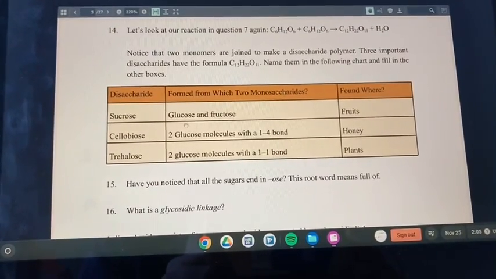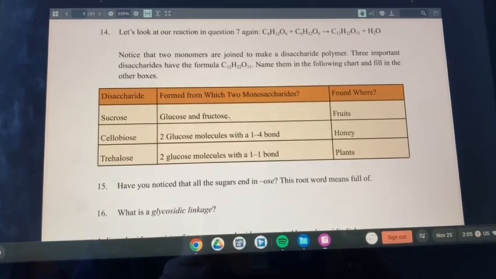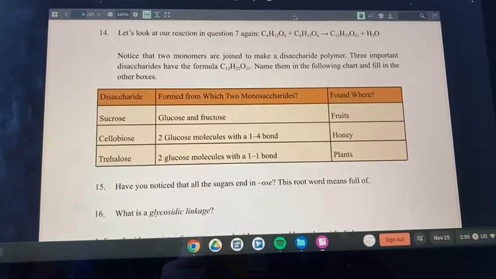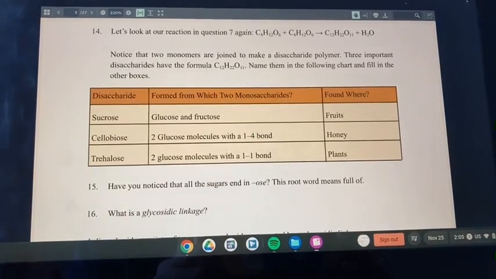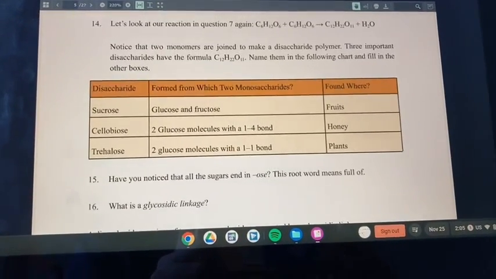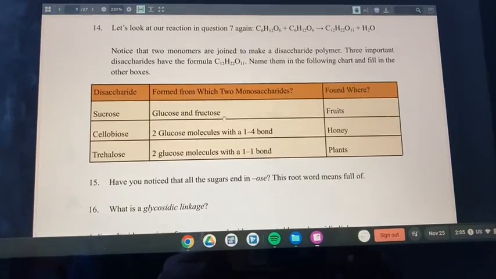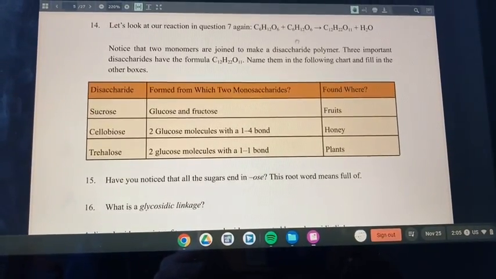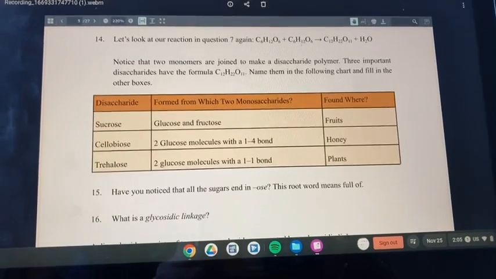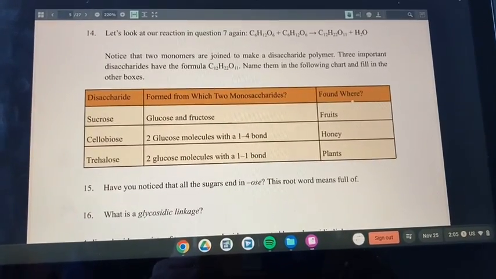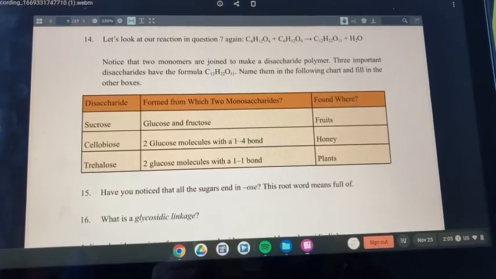So here we have glucose and fructose. That makes up sucrose, which is C12H22O11. And if you think about it, fructose has the same formula as glucose, but it's structured differently, just like the previous example of galactose and glucose. And you can find these in fruits.